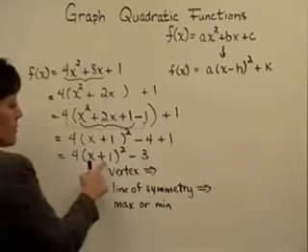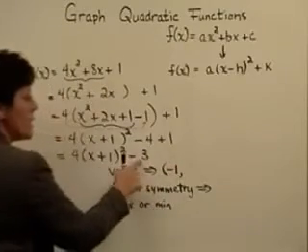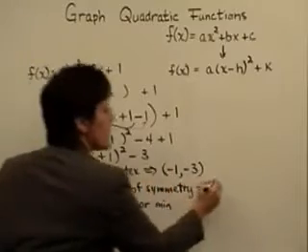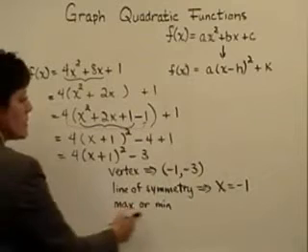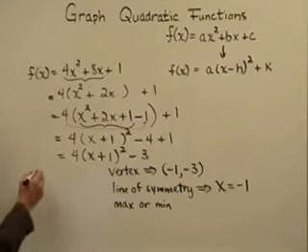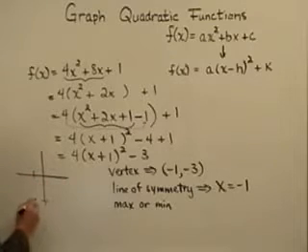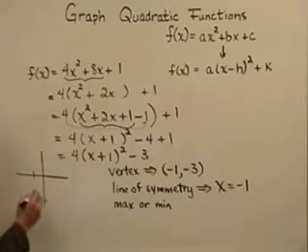So again, my vertex is the opposite of this sign for my x value, a negative 1. It is this value for my y value, a negative 3. This is my line of symmetry, x equals a negative 1. I'm looking to decide if this is a maximum or a minimum because this is a positive 4, and I'm going to try to sketch this relatively well. X is a negative 1, y is a negative 3. Let's call that the vertex. Very similar to the last problem.